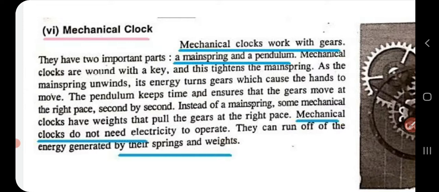Instead of a mainspring, some of the mechanical clocks have weights. Instead of gears, some mechanical clocks use various types of weights. Now mechanical clocks do not need electricity to operate. They can run off of the energy generated by the springs and weights. So that's all about mechanical clocks.